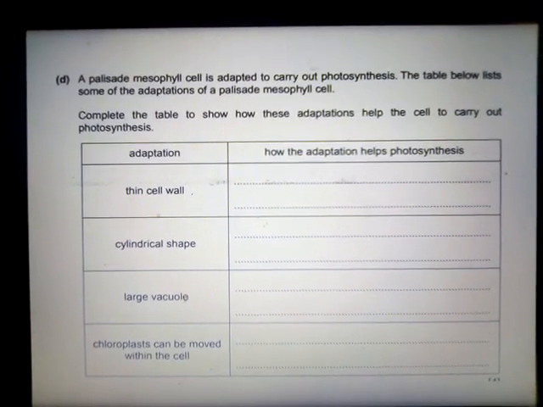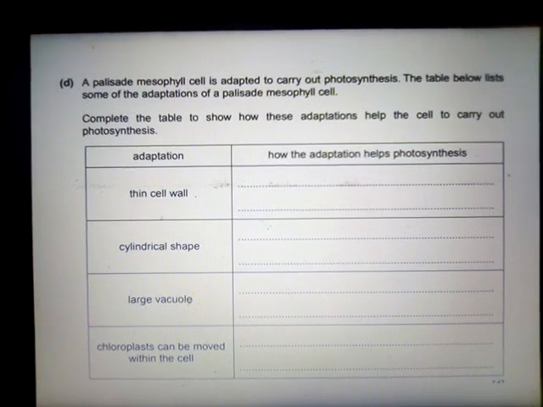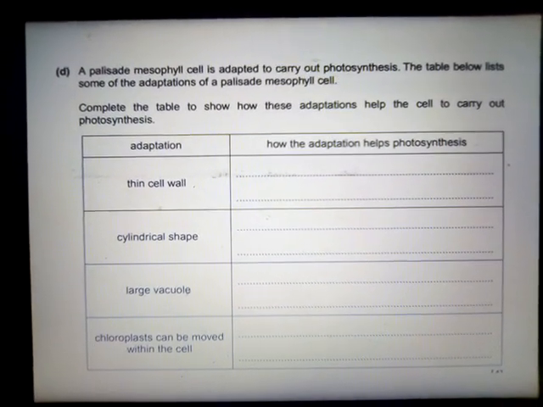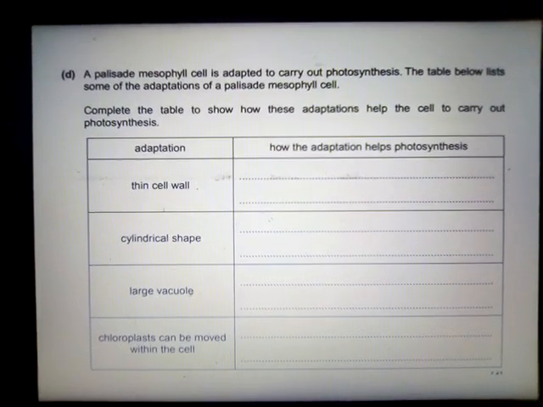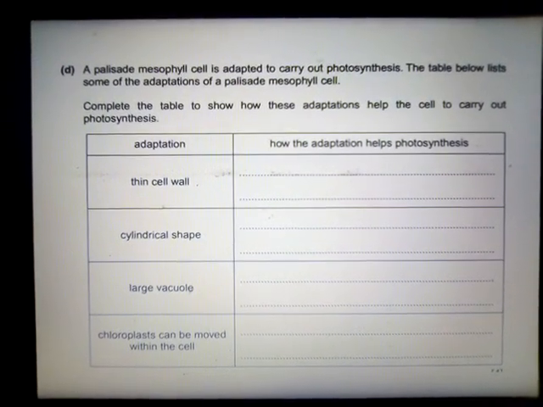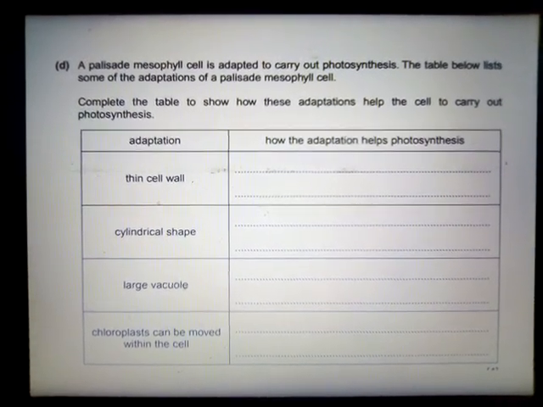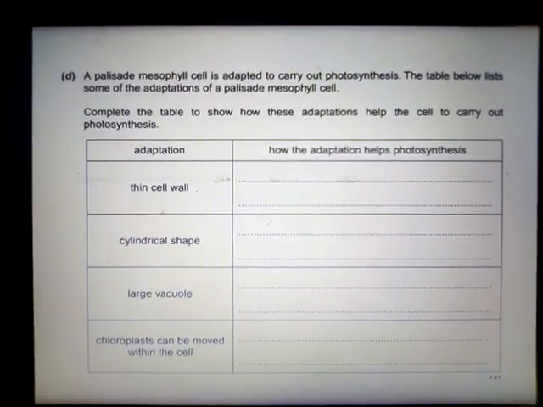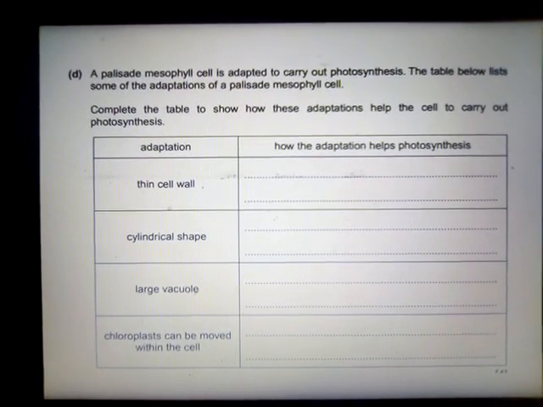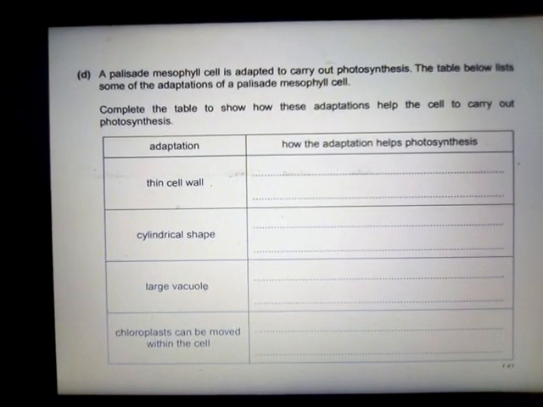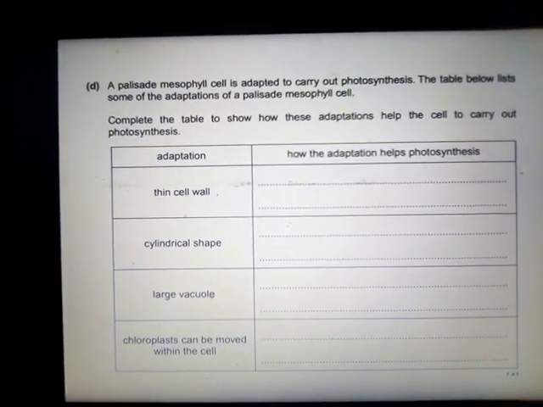First column, adaptation: thin cell wall, cylindrical shape, large vacuole, chloroplast can be moved within the cell. Column 2, heading: how the adaptation helps photosynthesis. Copy and complete this table appropriately.